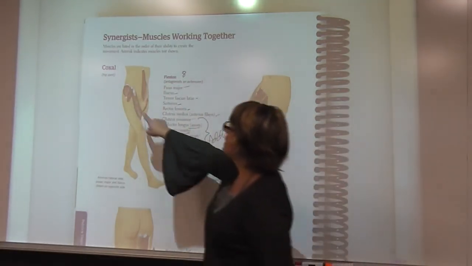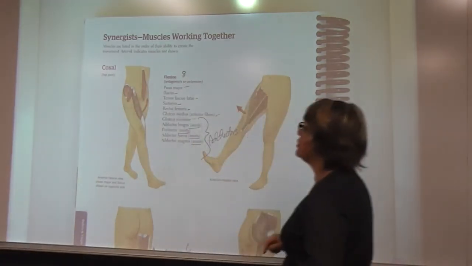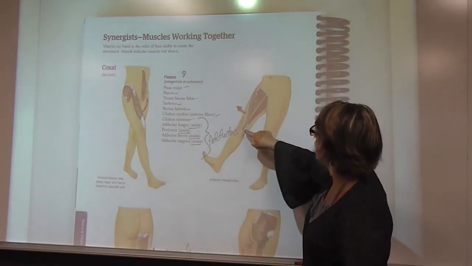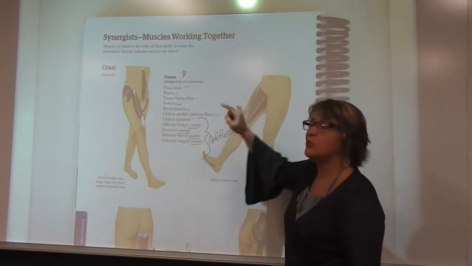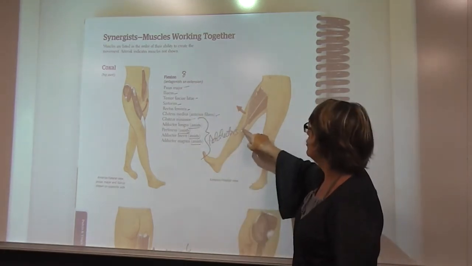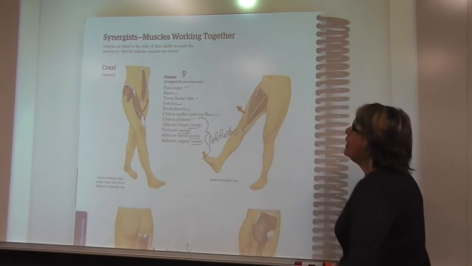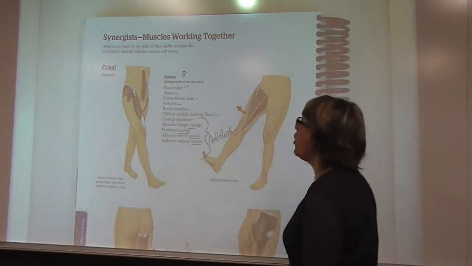We have tensor fascia latae, the little one that's right on the anterior portion of our pelvis. Sartorius, that longest muscle of the body, has a little S shape to it for sartorius. It's going to do that tailor position. So we have to bring our leg forward to make that happen. And then we have rectus femoris being one of our quads.